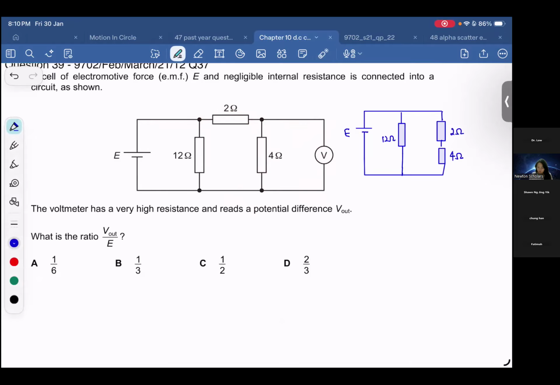So this is the point that I want to emphasize. This is the voltmeter reading. V out is 4 divided by 4 plus 2, times E, divided by E. That's all. Settle the problem. So 2 over 3. Answer is D. Okay, let me check. Fawal, correct. Okay, dear, let me find any other question.